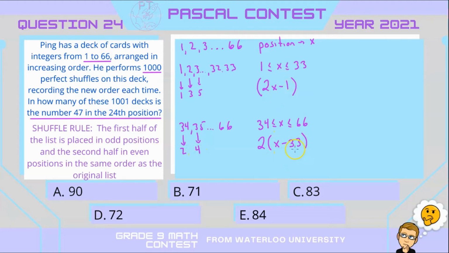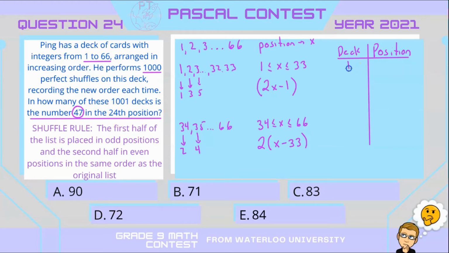So these are the operations we're going to use, whether or not we're in the first half of the deck or the second half of the deck, to determine our new position. Now, let's look at all of our decks. So we're going to make a chart. This is going to be our deck, and this is going to be the position. Now we're not going to do this for every single card. We're only going to do this for number 47, because that's the one we're interested in. When is it going to be in the 24th position?